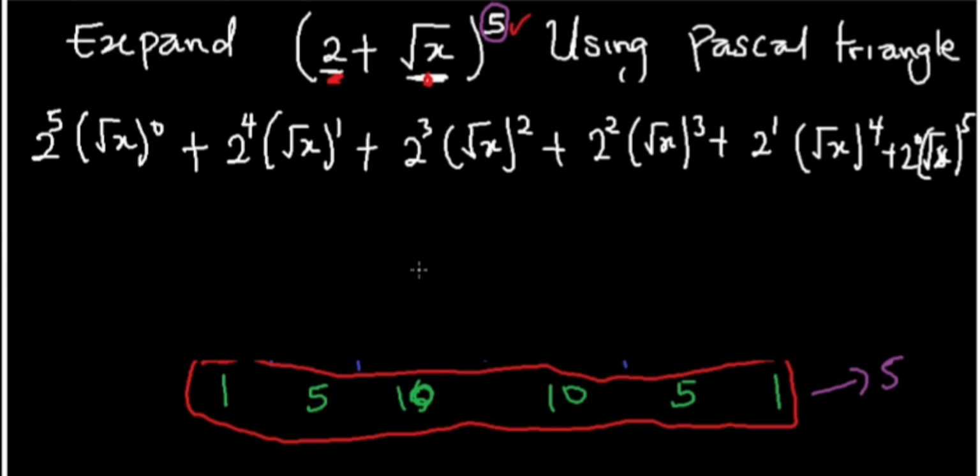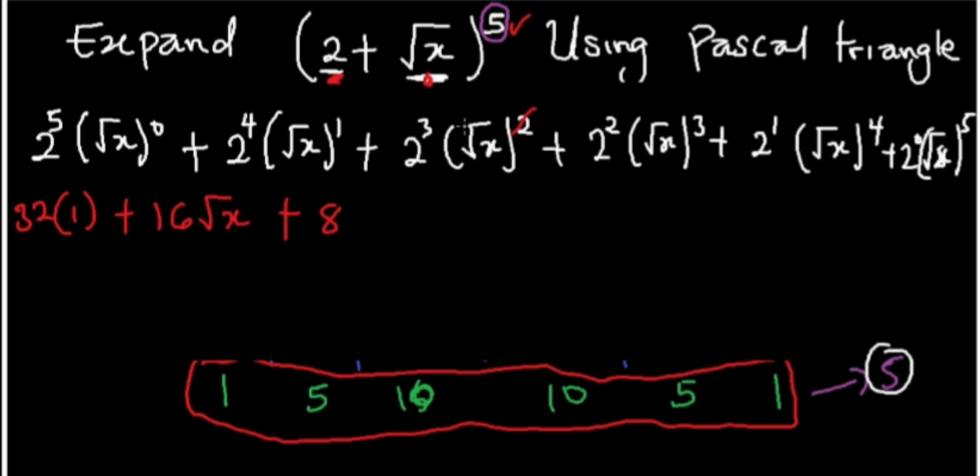Okay? Now, I will still make use of this Pascal. Just follow me. 2 raised to power 5 in its own sense is 32. Right? 2 times 2 is 4. 4 times 2 is 8. 8 times 2 is 16. 16 times 2 is 32. That's 2 raised to power 5. And 2 raised to power 0 is 1. So this is 1. Plus 2 raised to power 4 is actually 16. Then x raised to power 1 will still give us back that number. Plus 2 raised to power 3 is 8.